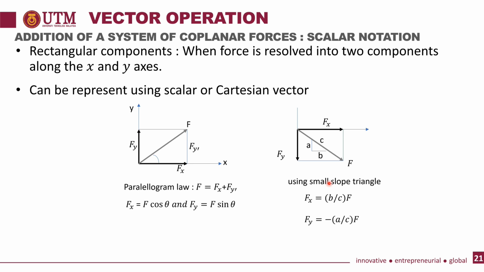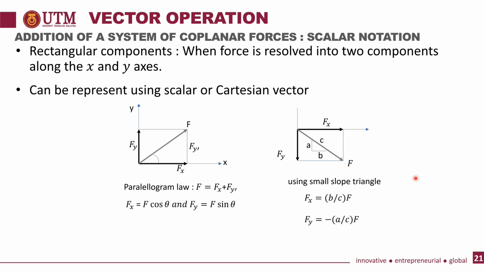If you are using the slope triangle, Fx, the force with respect to the x-axis, equals B over C multiplied by the resultant force. Or Fy, the force with respect to the y-axis, equals negative A over C multiplied by F, the resultant force. All right, so this is the way if you want to represent your force using scalar notation.